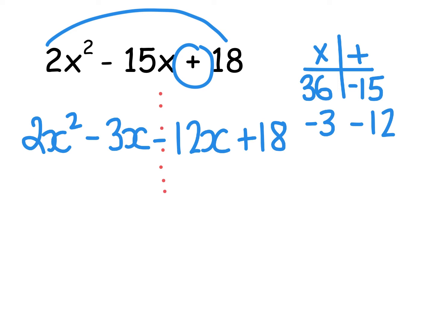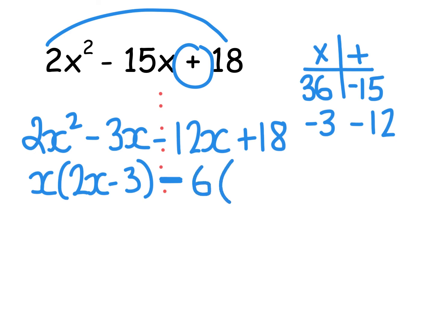On the left hand side they both have an x in common, so that leaves me with 2x minus 3. And on the right hand side there's a minus here, so I put in the minus. I like to see what they have in common, and it is a 6, so I take out a common factor of 6. 12 divided by 6 leaves me with 2x.